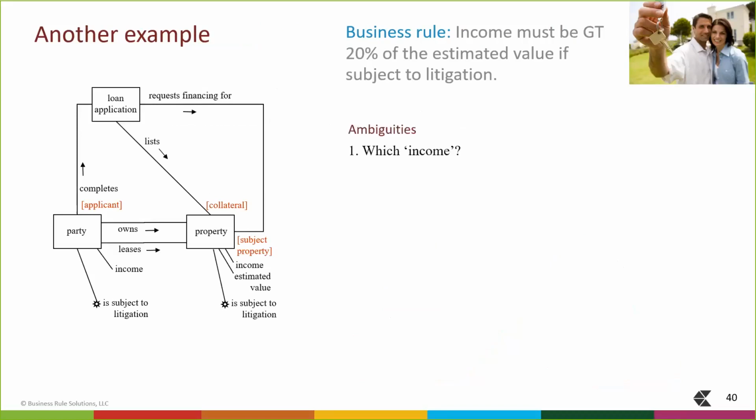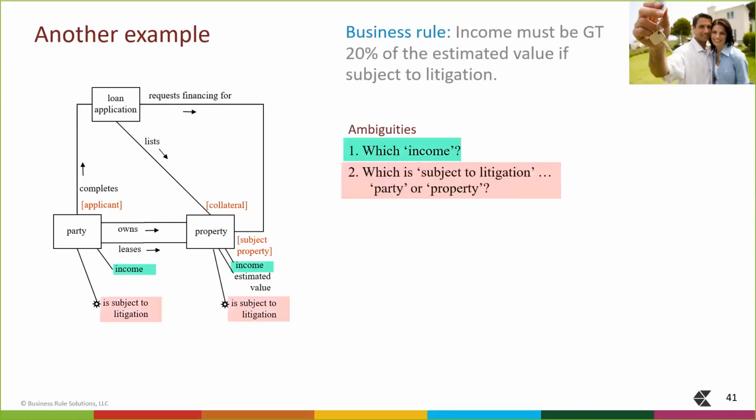So let's look at all the potential sources of ambiguity. You'll notice there are actually two incomes. So which income in that statement am I talking about? Am I talking about the income of the property or the income of the party? Don't know. And let's also notice that the unary verb concept, is subject to litigation, is associated with both property and party. Which one am I talking about? Is it the property or is it the party?